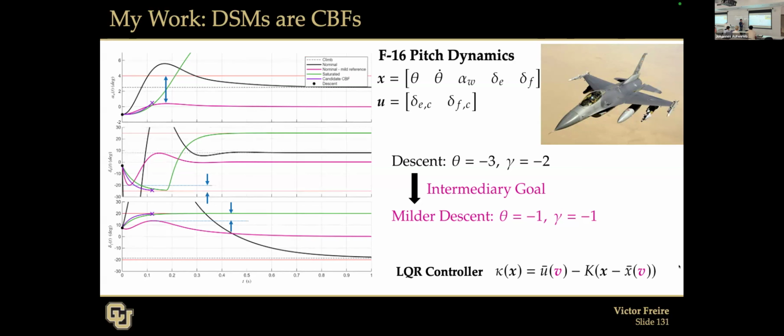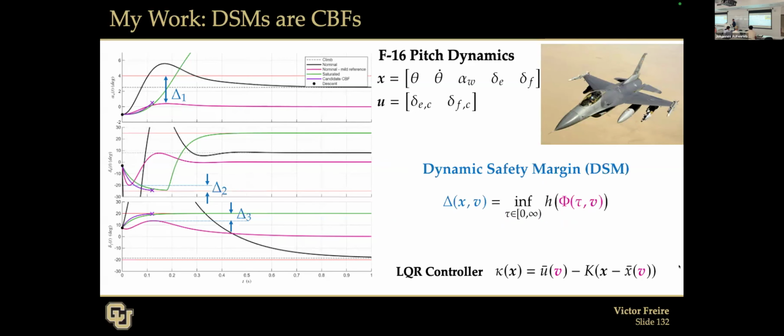If we take a look at this distance, it's the minimum distance between the trajectory and the constraint. We can measure that for each constraint state. This metric, this distance, is what's called in the reference governor literature the dynamic safety margin.